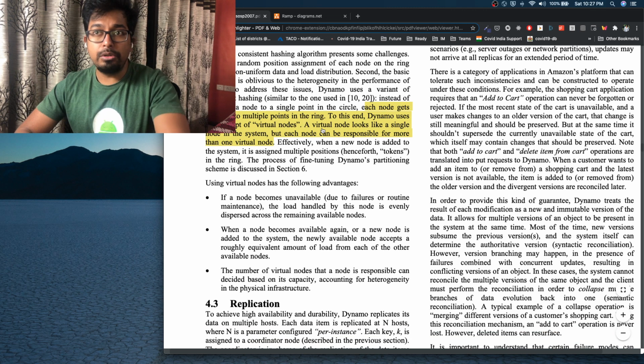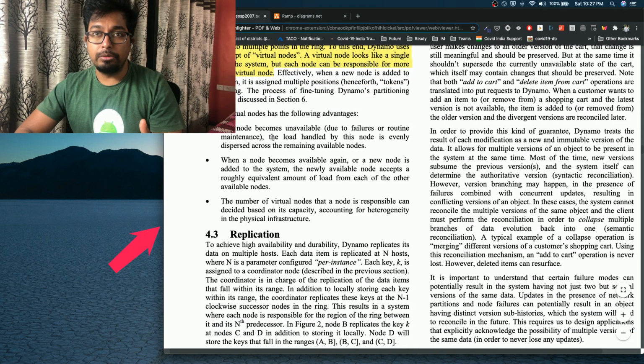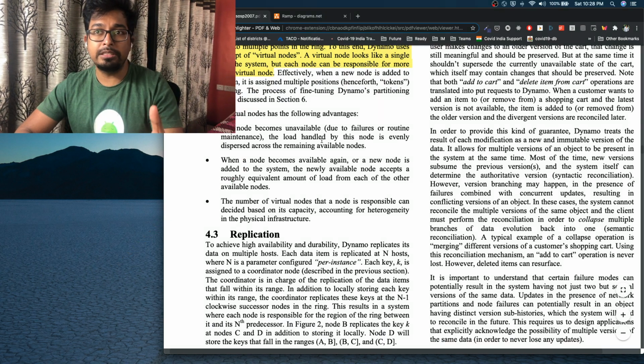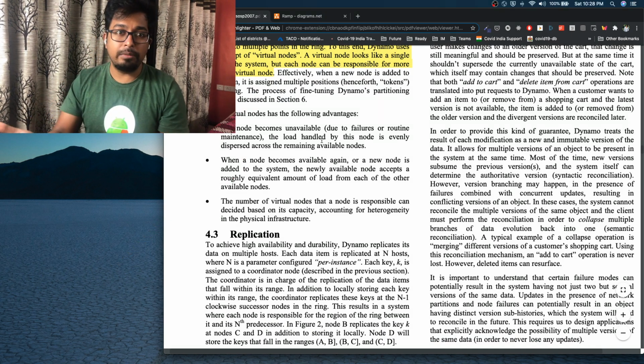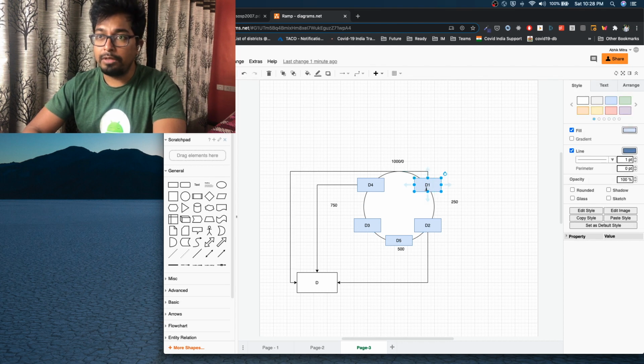Now, a virtual node looks like a single node in the system, but each node can be responsible for more than one virtual node. Now, there are a couple of benefits of virtual nodes. If a node becomes unavailable, the load handled by this node is evenly dispersed across the remaining available nodes. In the classical model, just forget for now that these are virtual nodes. If D1 would go for a toss, then all traffic for D1 would go to D2, right?